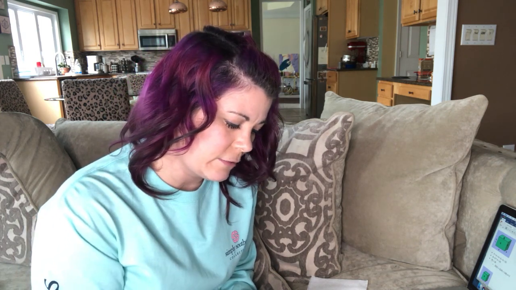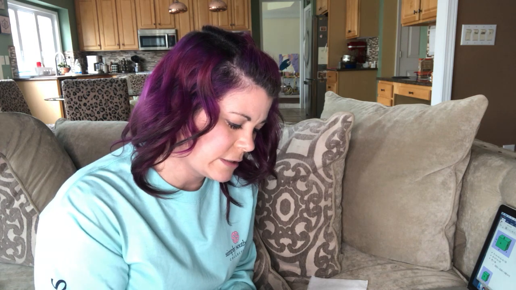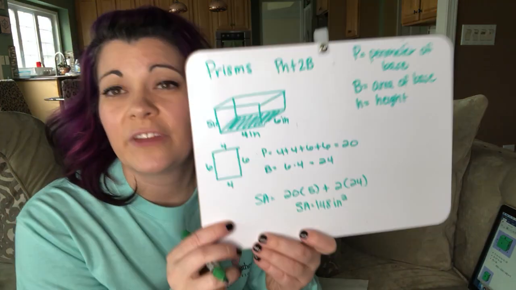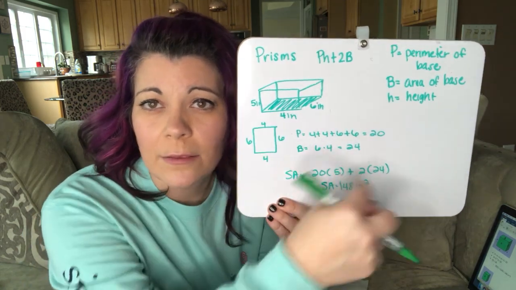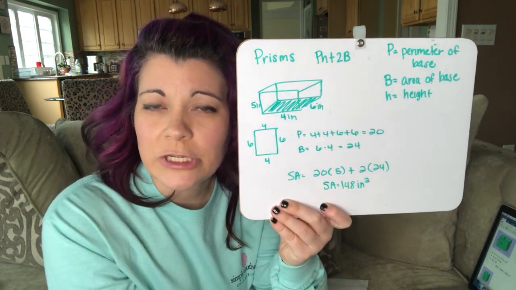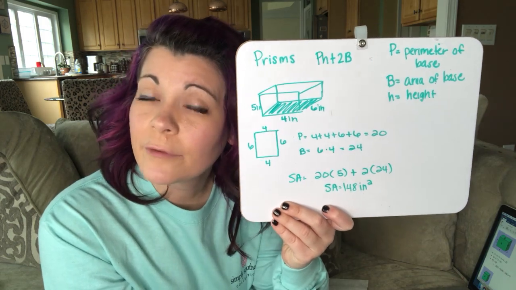And I didn't tell you at the beginning, but these are inches. I'll write it now. And surface area, since it's area, we know that area is measured in square units. So when I solve that, I get 148 inches squared. So that's how you do surface area of a prism.